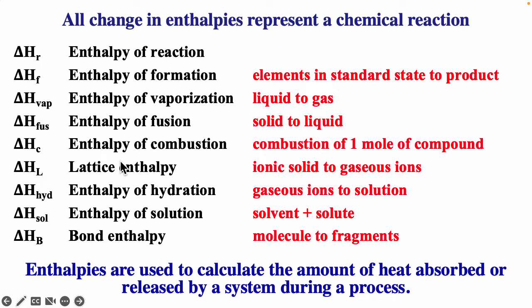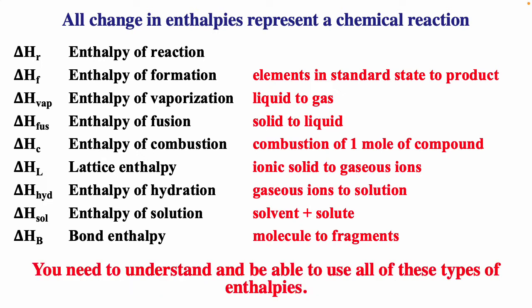Lattice enthalpy, always positive. Enthalpy of hydration, you're going from gaseous ions to solution, from something less stable to something more stable, and so that's always going to be negative. Enthalpy of solution can be positive or negative. Bond enthalpy, always positive. It always takes heat to break a bond. And so you need to be able to understand and use all these different types of enthalpies. And again, you should know which ones are always positive, which ones are always negative, and which ones can be either.